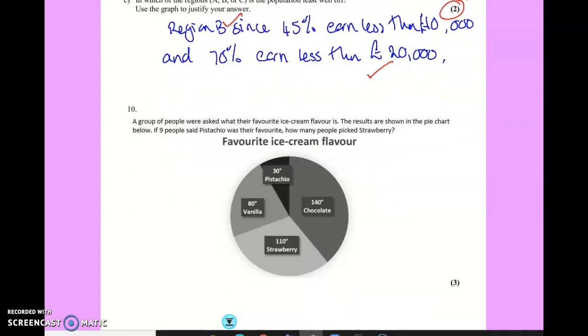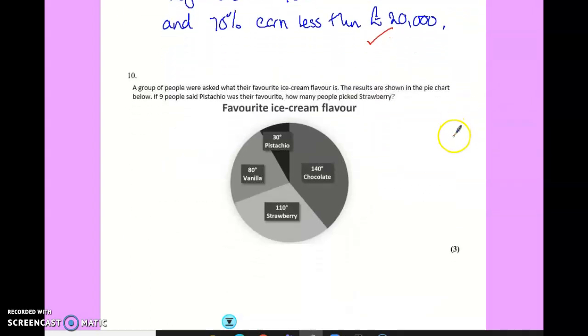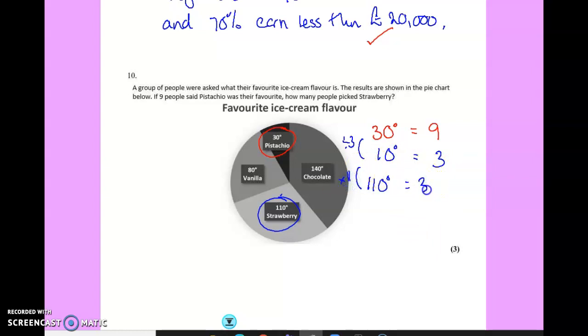Okay, question 10. A group of people were asked their favourite ice cream flavour. 9 people said pistachio. So 30 degrees is the same as 9 people. How many picked strawberry? So if 30 degrees is 9 people, I want to know what 110 degrees is. I'm just going to go down to 10 degrees, to get from 30 to 10, divide by 3. So 10 degrees is 3. To get from 10 to 110, we times by 11. So times by 11 here, and we get 33 people.